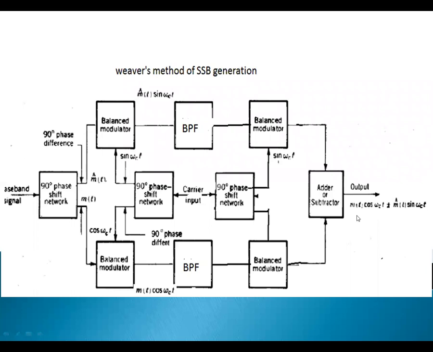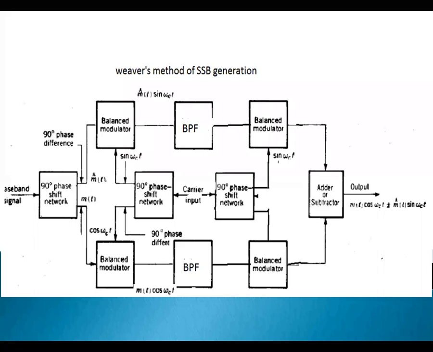The output is M of t cos omega ct plus or minus M cap of t sin omega ct. Here also the same principle is applied. You can add these two signals and the lower sideband is available. You can subtract these two signals and the upper sideband is available. So this is the case of Weber's method. Weber's method of generation and phase shift method of generation are both the same.